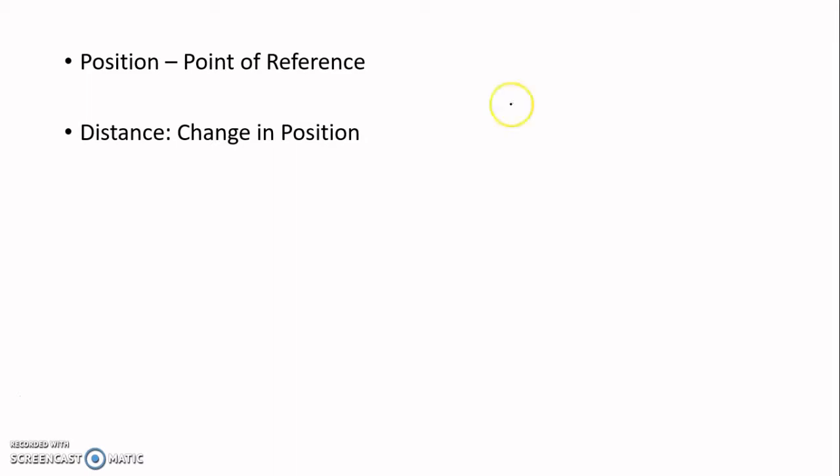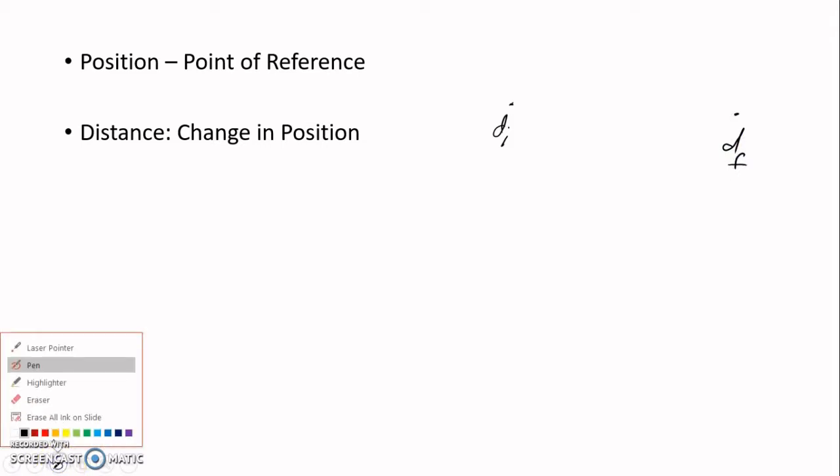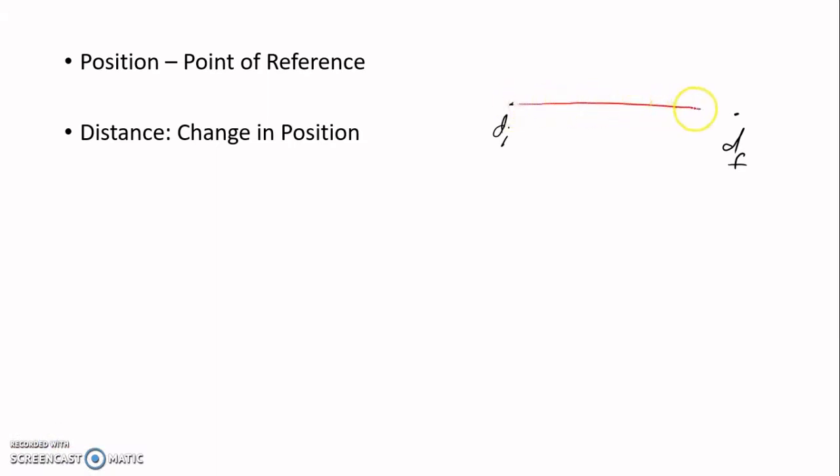So let's say we have a point here. We're going to call that point D sub I. The I indicates initial and the D indicates position. So this is our starting point or our reference point. Then we'll move to some other point off here to the right. We're going to call that DF, meaning D, position, F, final. Then we can actually measure the distance between these 2 points, and that distance is simply the final position minus the initial position.